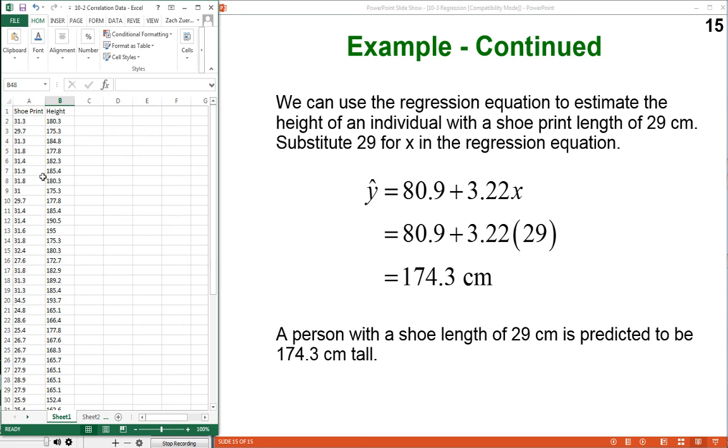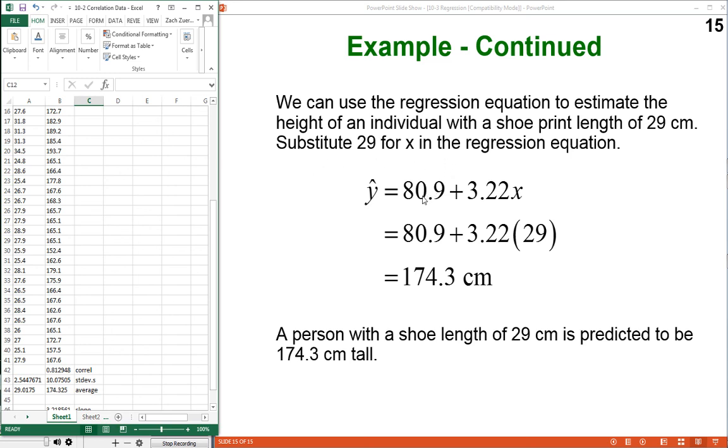What I said earlier, it would not be correct to use this equation if we were trying to predict the height of an individual with a shoe print that was 5 centimeters, or if we were trying to predict the height of an individual with a shoe print that was 45. Those are outside of the range of the data. But using this equation, it makes sense that we could estimate the height of an individual with a shoe print of 29 centimeters, because that's right in the neighborhood of the numbers in our data set.